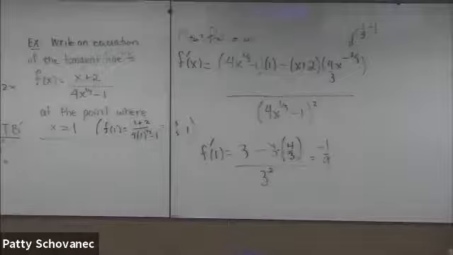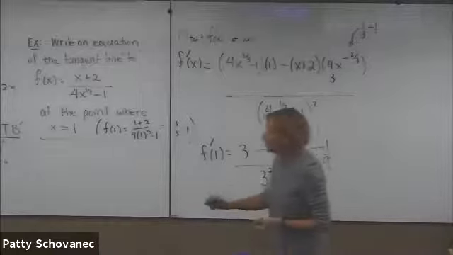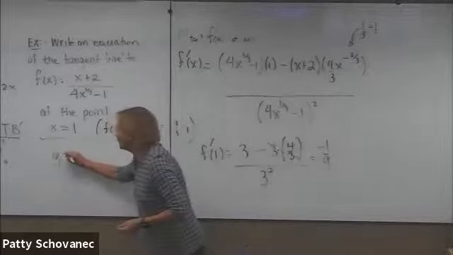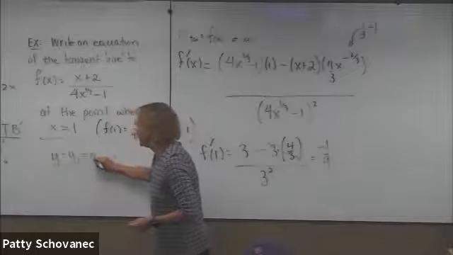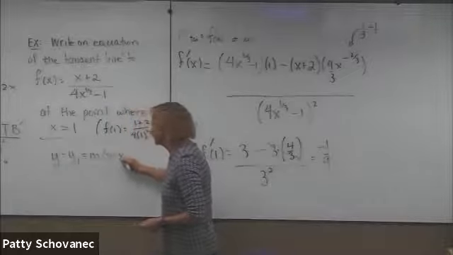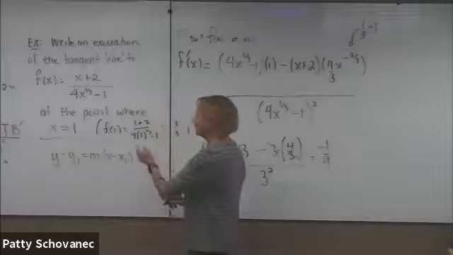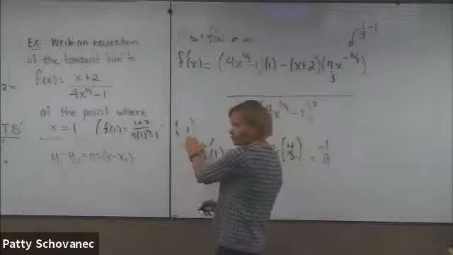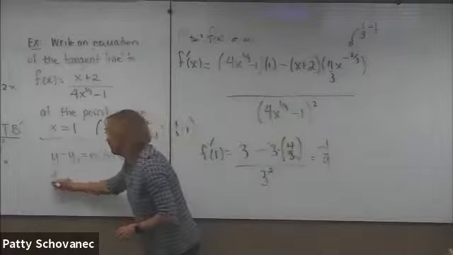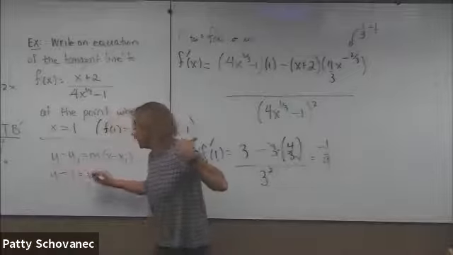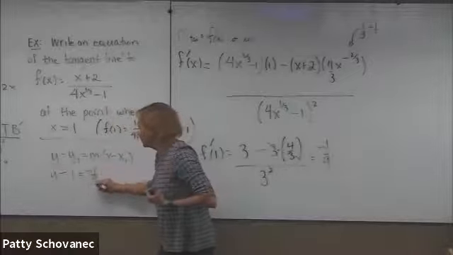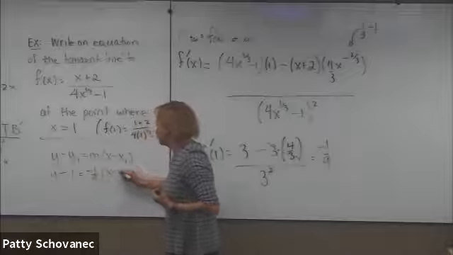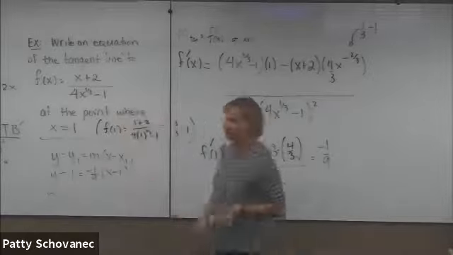And now I've got m, x1, y1, so put it in the point slope formula. y minus y1 is equal to m times x minus x1. Both x1 and y1 were 1. We'll have y minus 1 is equal to that number, negative 1/9, times x minus 1. And I don't care if we rearrange that in any order.